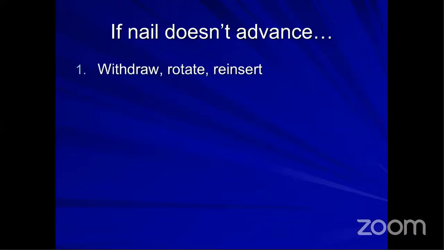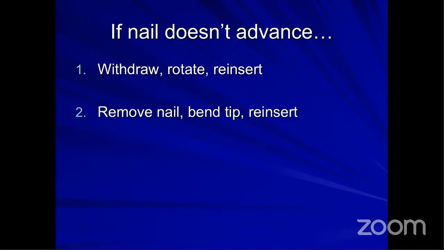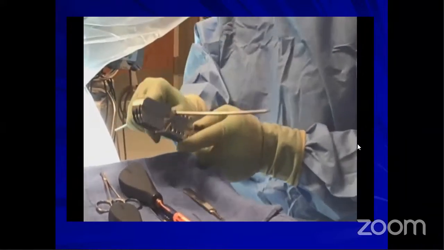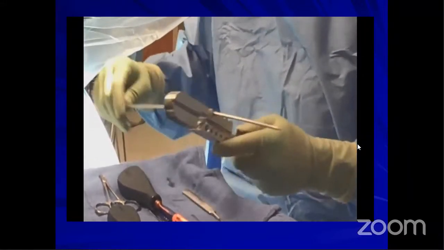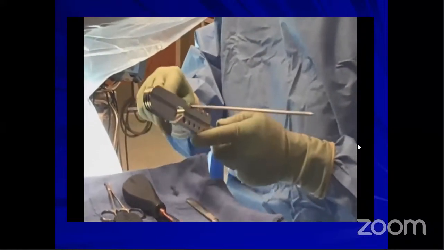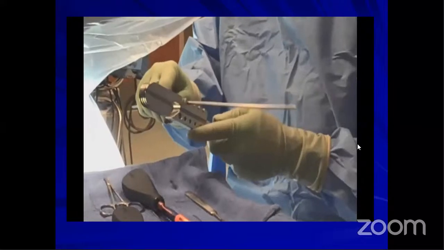If the nail doesn't advance, then you can withdraw, rotate, and reinsert. You can remove the nail, bend the tip, and reinsert. And if you really think that it's jamming the canal, then you can downsize the nail. So this is just bending the nail a little bit more because the nail was not getting past, especially the tip. You can bend it a little bit more if you're having trouble getting to the proximal site.